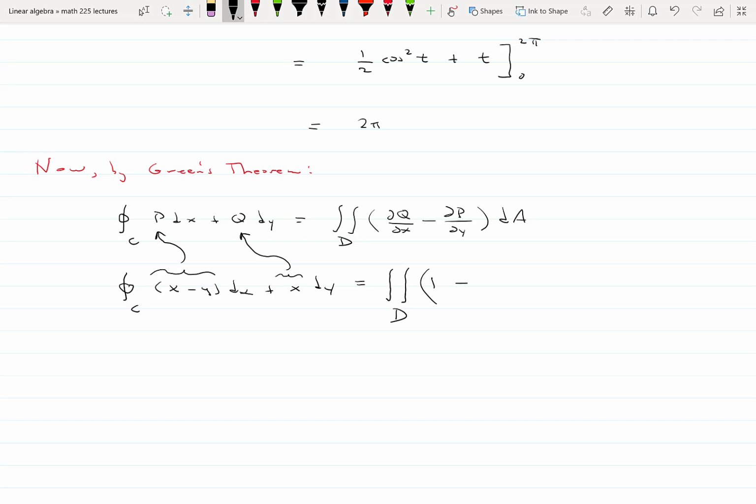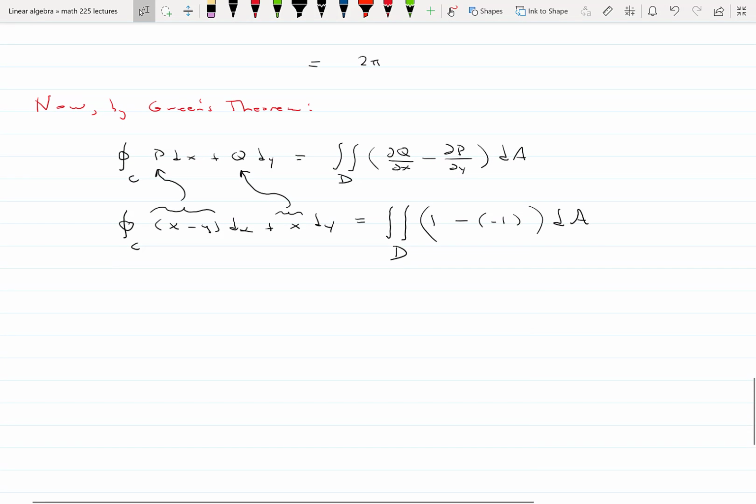Minus partial p partial y. Well, if p equals x minus y, the partial derivative of p with respect to y is -1. So remember, you have to be careful. We're subtracting, and the formula for Green's theorem subtracts, and so we're subtracting -1. So this is nothing more than the double integral of 2 dA.